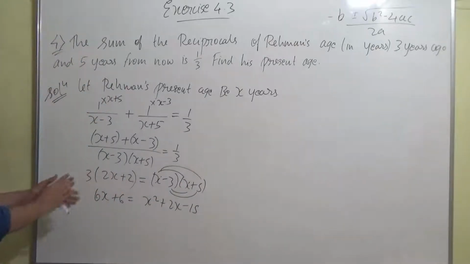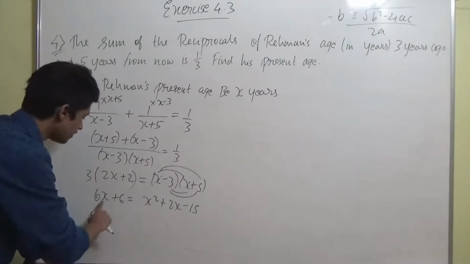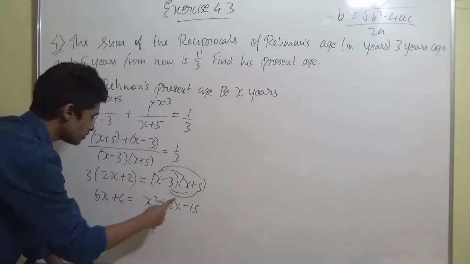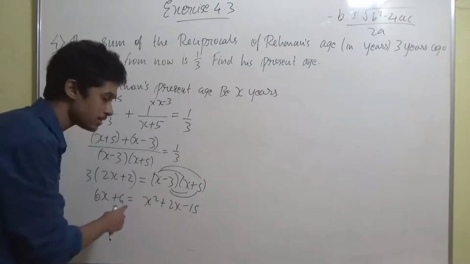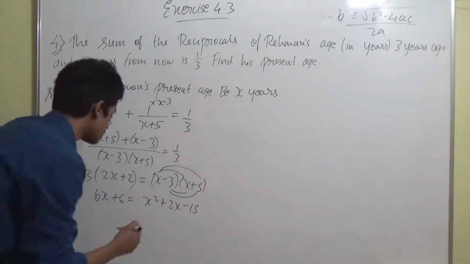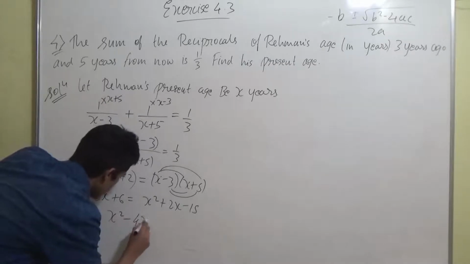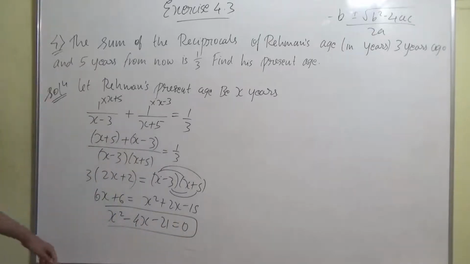Now I'll bring all the terms to one side. Okay, I'll take these two terms this side. It will become x square. When this comes here, it becomes minus 6x. It will become minus 4x. And when this comes here, it will become minus 21 because it is plus 6 here. When it comes this side, it will become minus 21. So it will become x square minus 4x minus 21 equal to 0. So this will be the final quadratic equation which you obtain from this fraction. Correct guys? Yeah, it's correct.